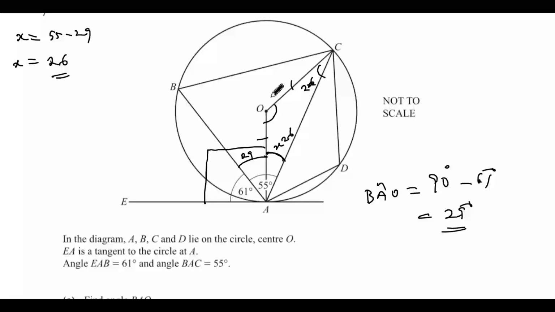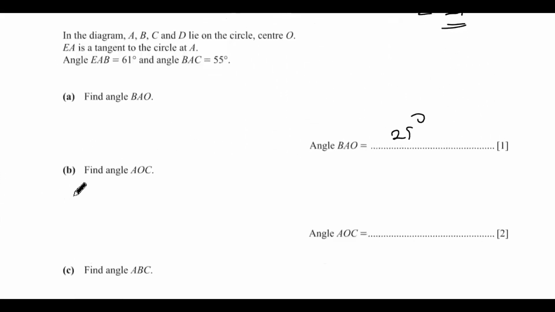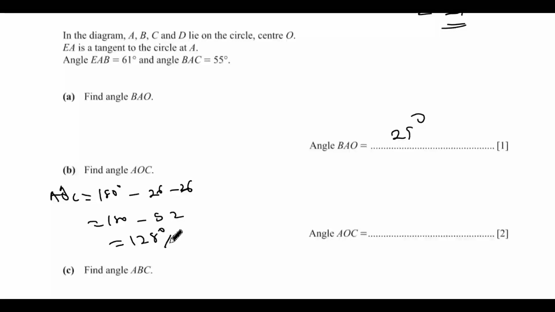So I can find AOC now. AOC and these two base angles of this isosceles triangle add up to 180 degrees. So I can just go down and say AOC equals 180 degrees minus 26 minus 26. So that would be 180 minus 52, and the final answer should be 128 degrees. So I have 128 degrees.